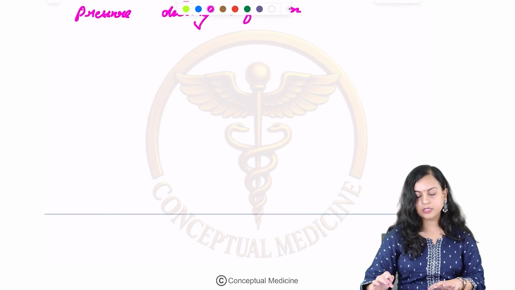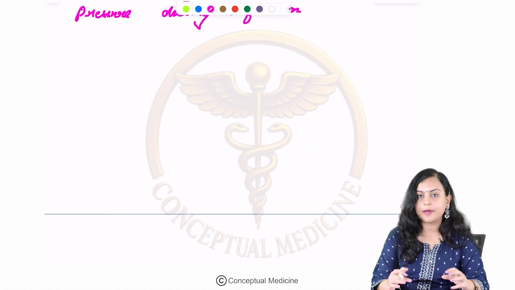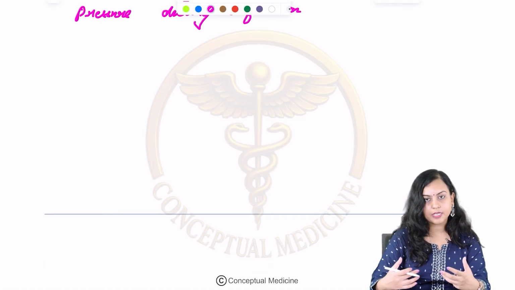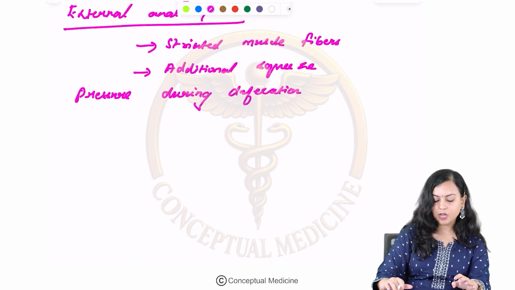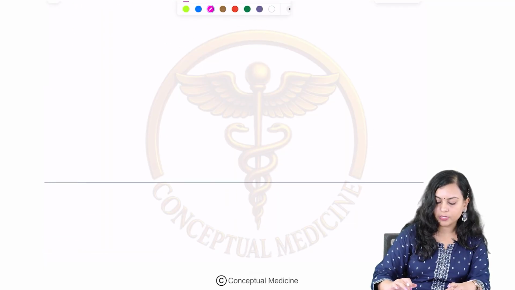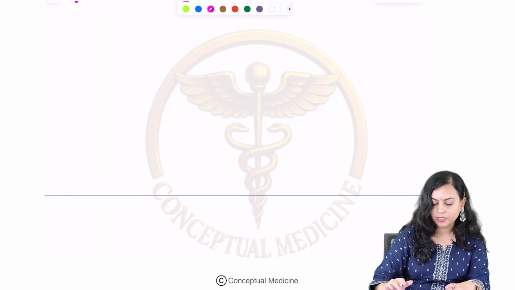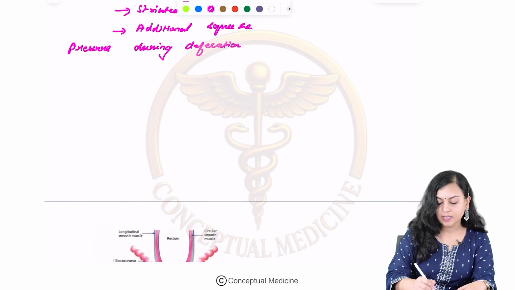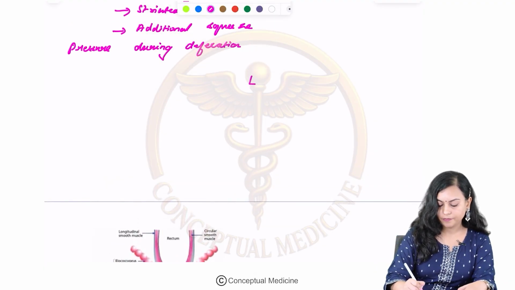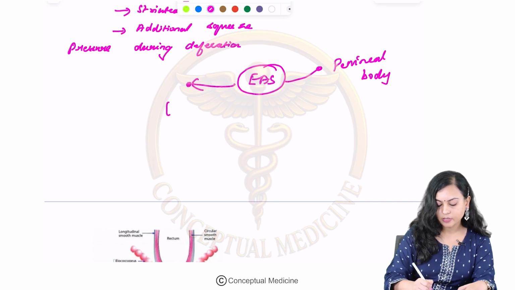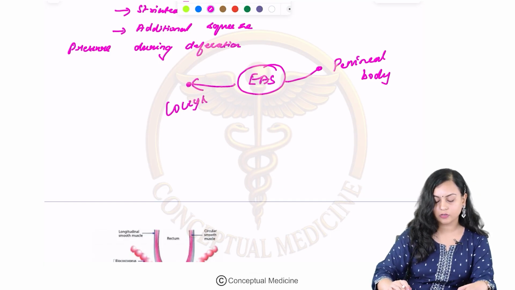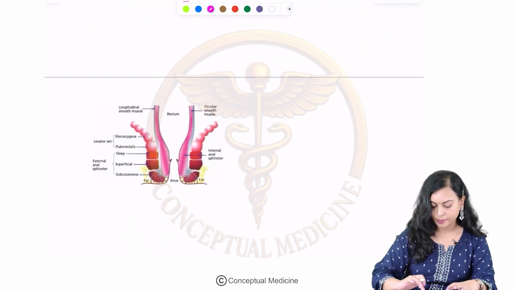So if there are any injuries happening during normal delivery, there can be perineal injuries, and there can be injuries to the sphincter complex also. Okay, so that is the clinical importance why I wanted to explain this to you. Now, if we see, the external anal sphincter is bound anteriorly to the perineal body and posteriorly to the coccyx. Okay, now we'll see this picture for better explanation.